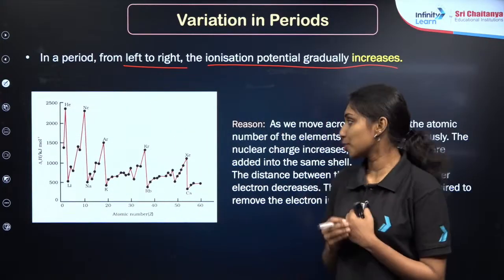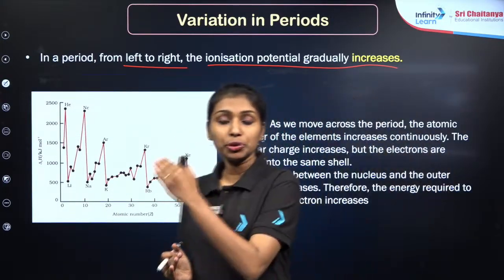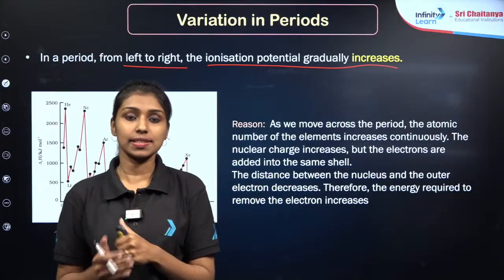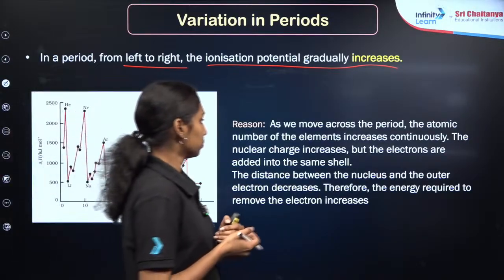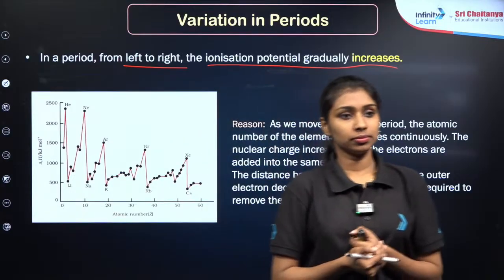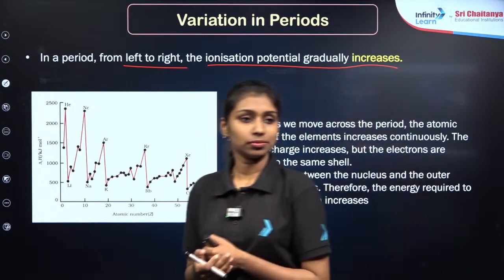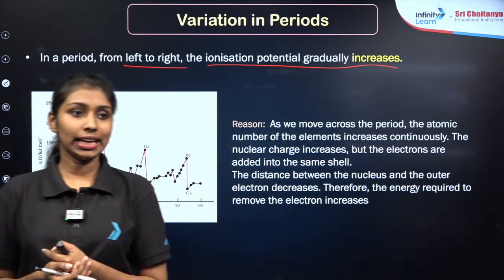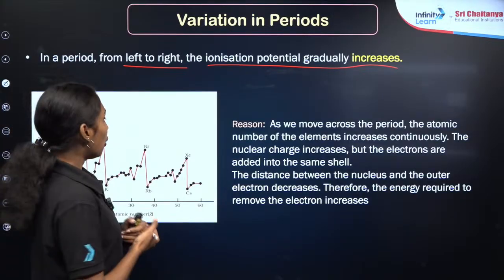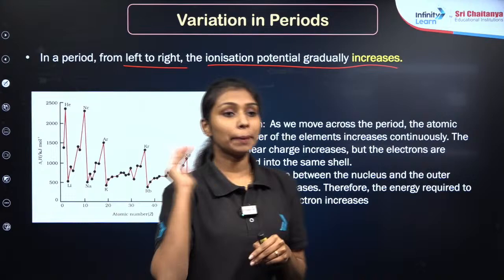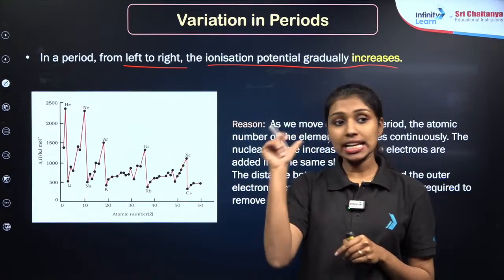You can just connect with the atomic radii, right? As we move from left to right in a period, size decreases or increases? What will happen for the size? We have already discussed, right? Yes. Atomic radii decreases from left to right in a period, right? Okay. As we move along the period from left to right, size decreases.